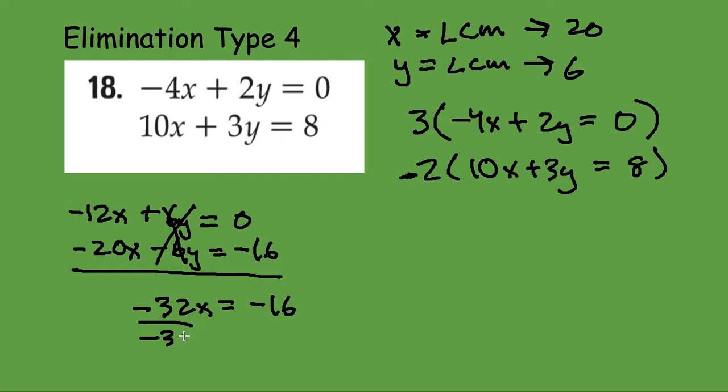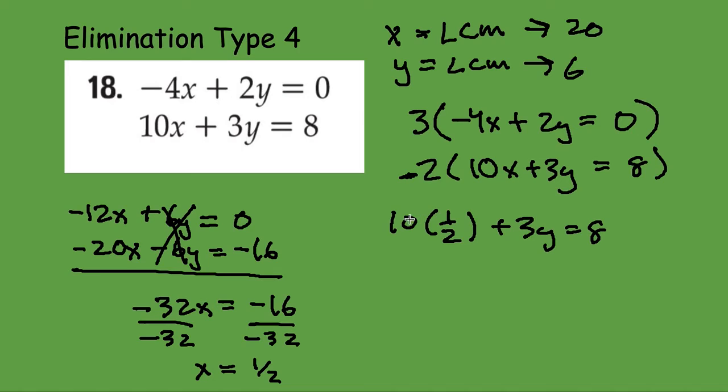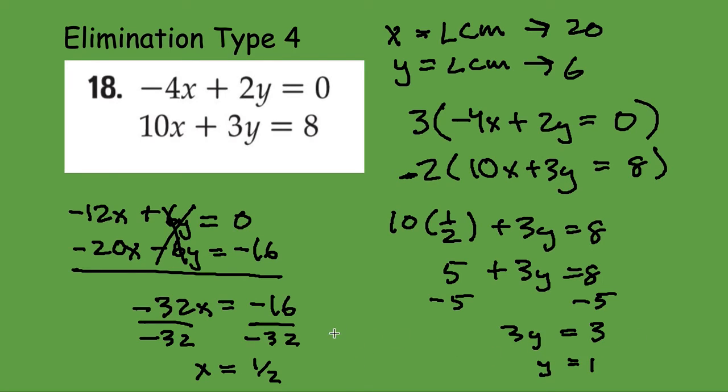We're going to divide both sides by negative 32, and we're going to get x is equal to 1/2. All right, cool, that works. So now let's put that 1/2 in one of these equations. So let's use this bottom one. So let's go 10 times 1/2 plus 3y equals 8. Well, half of 10 is 5. So you have 5 plus 3y equals 8. Subtract 5, and then it starts looking pretty nice. You get 3y equals 3, which means y equals 1. So my solution is the point 1/2, 1.